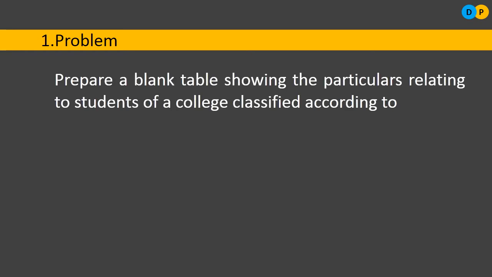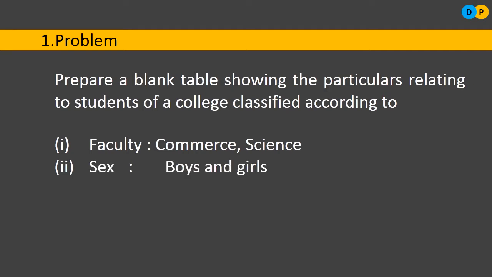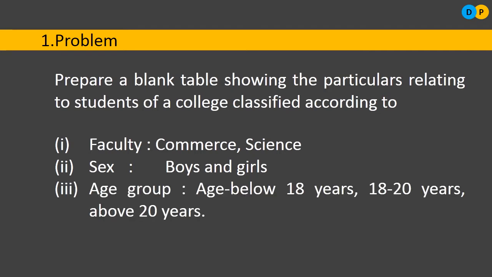So the first problem here is: prepare a blank table showing the particulars relating to students of a college classified according to faculty. Faculty has two types: commerce and science; sex: boys and girls; and the third one is age group: below 18 years, 18 to 20 years, and above 20 years. So here we've been asked to prepare a blank table, without mentioning any of the data values.